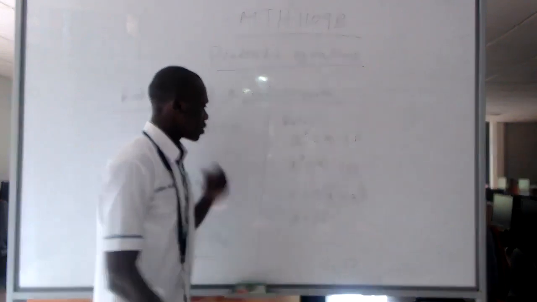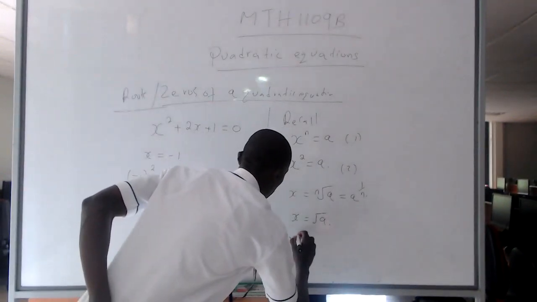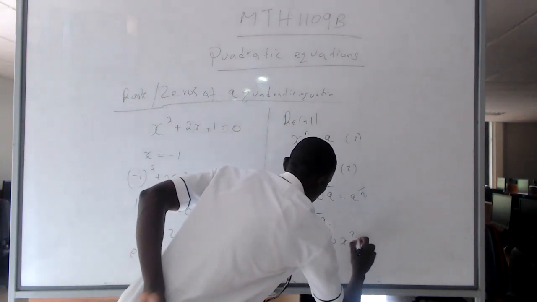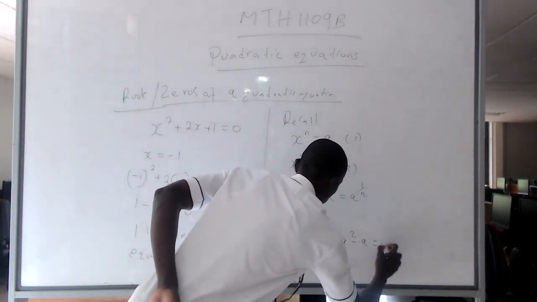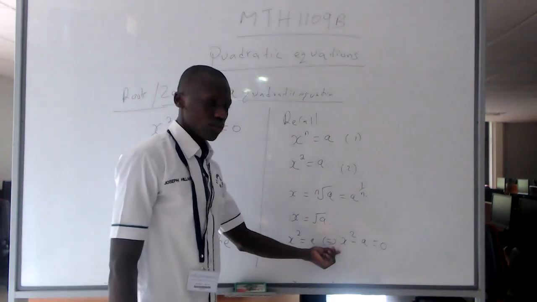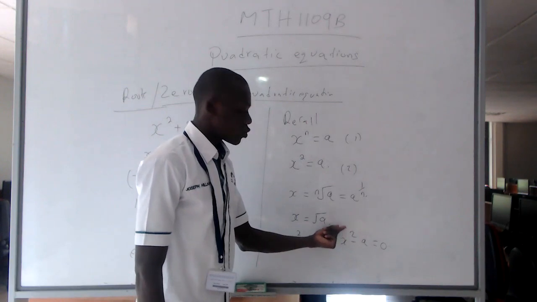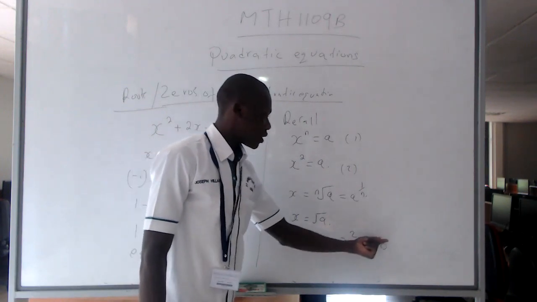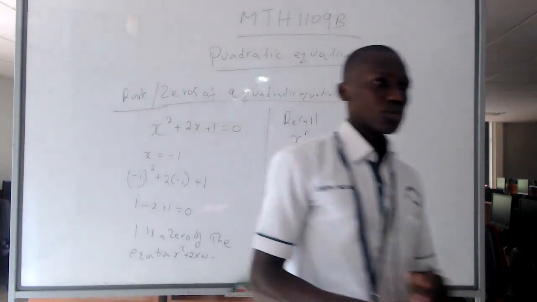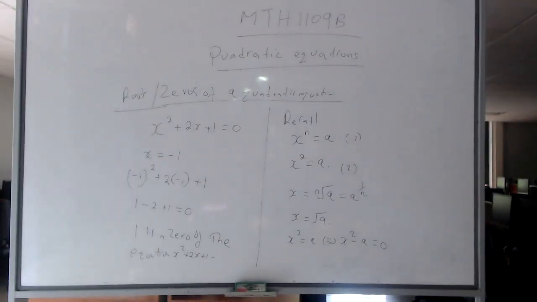This is a 0 of the equation because we can write x squared is equal to a as x squared minus a is equal to 0. So suppose I put root of a into this equation, I will have root of a squared, that gives you a minus a, which is 0. So any root of an equation can also be referred to as a 0 of the equation.